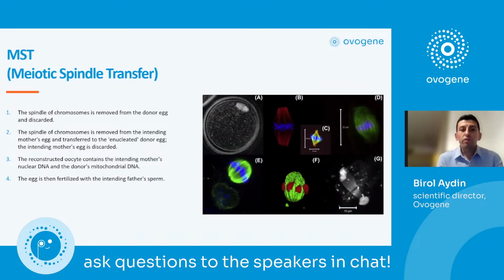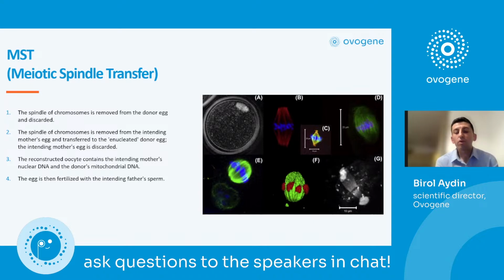When we make the mitochondrial transfer, as a meiotic spindle transfer, the spindle of chromosomes is removed from the donor and discarded, because we want the donor egg to stay with its regular mitochondrial DNA structure. The donor is already fertility proven: at least the donor should have given live birth, or should have a child, or some recipient from the egg donor should have had a live birth.